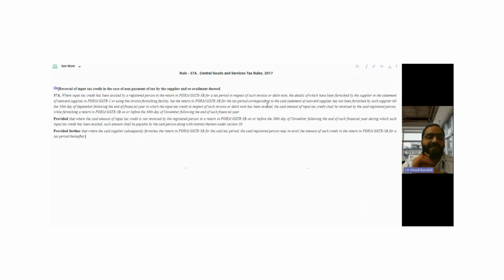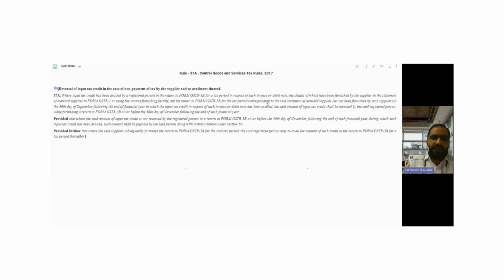What Rule 37A says is: if I have taken any input tax credit in my 3B return, the details of which have been furnished by the supplier in R1 or using IFF, but 3B has not been filed till 30th day of September following the end of the financial year in which I have obtained input tax credit, the said amount of ITC shall be reversed by the registered person while furnishing a return in 3B on or before the 30th of November of such financial year.